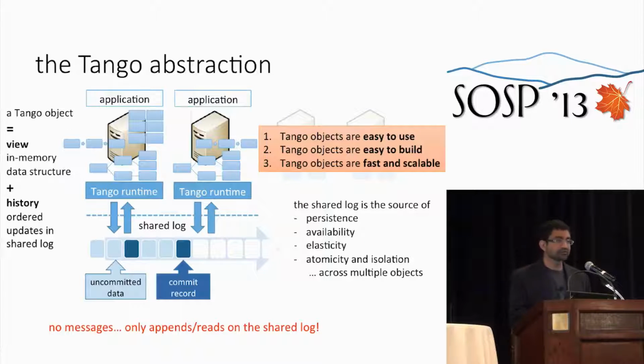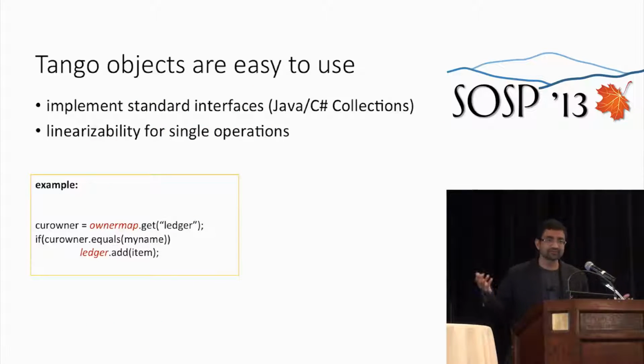So moving on to the first point, Tango objects are easy to use. They look like Java or C# collections, and the code you see here is just a simple code fragment that's accessing a map and mutating a list. So it looks exactly like the code you'd expect if you're working with something like Java collections.